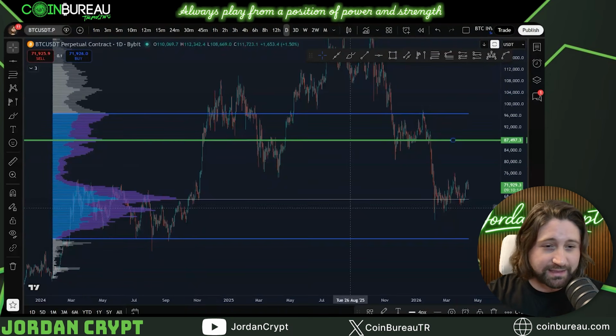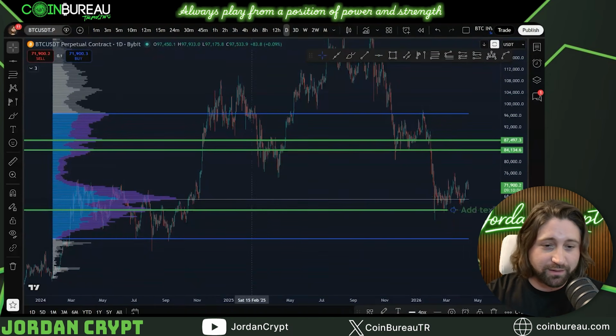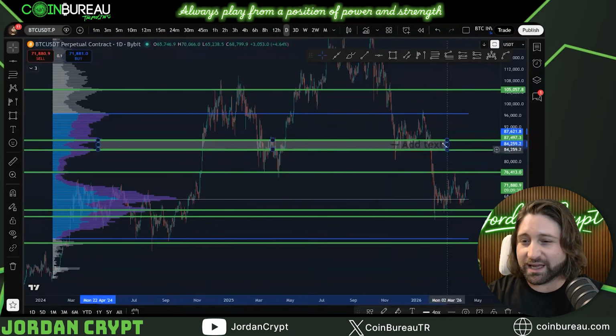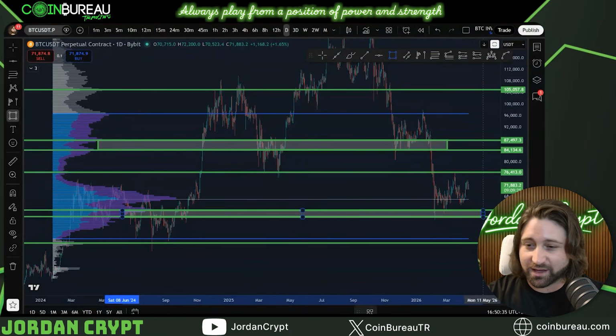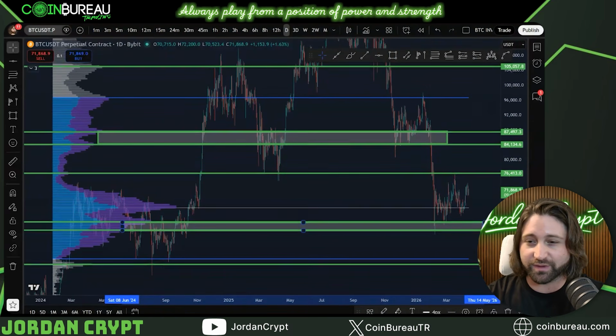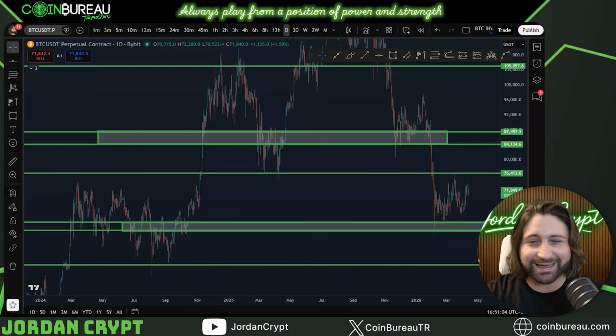It's absolutely amazing how the high volume nodes of this volume profile can give you beautiful levels and zones of extreme significance. Many of the traders in my community know that the fixed range volume profile is one of my absolute favorite drawing tools. And it really does help to find these levels in a smart way using volume based on previous price action.